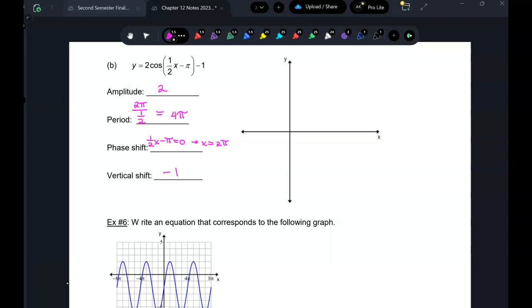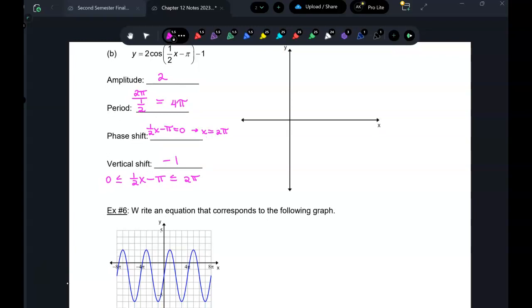Okay, let's figure out how we're going to label. 1/2 x minus pi. So we're going to find our new starting and ending position. We add pi to everything, so the new starting position is 2 pi, because that's the phase shift. The ending is 4 pi... the ending is going to be 6 pi. If it starts at 2 pi and completes adding 4, that's another way to look at it.